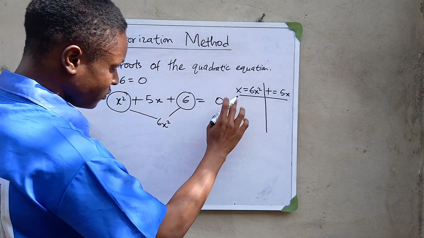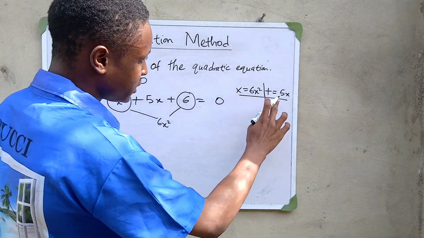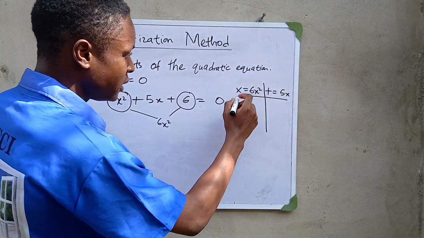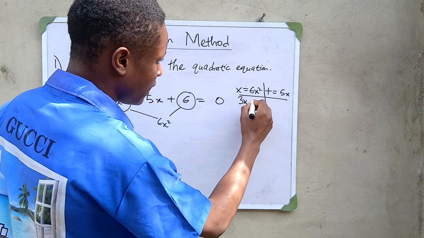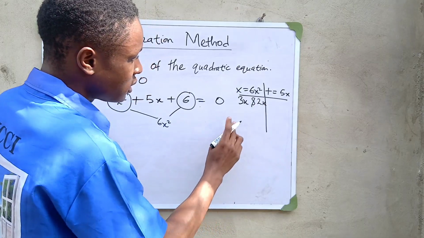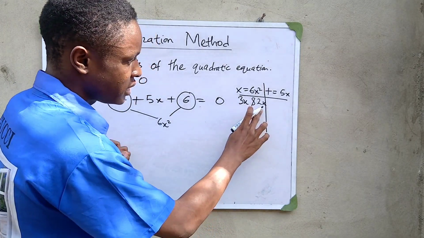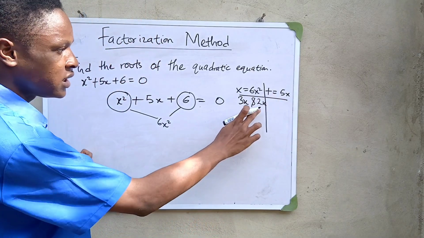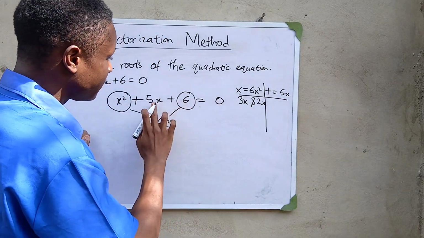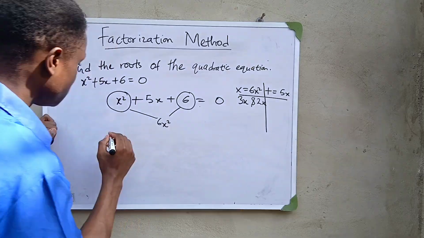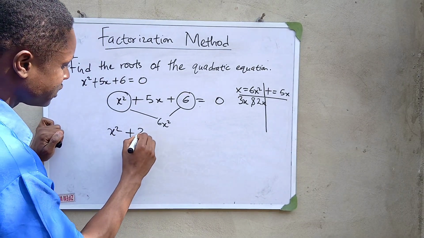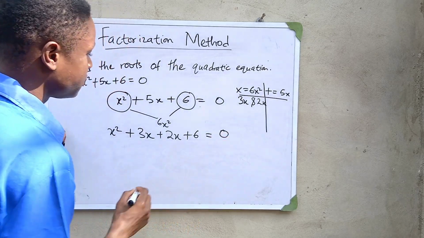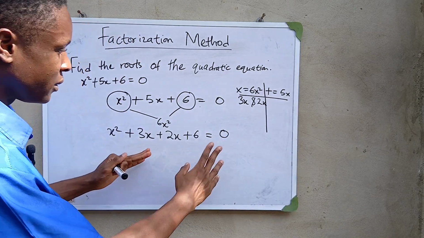So those two numbers that multiply each other to give 6x squared and add each other to give 5x should be 3x and 2x. If 3x and 2x multiply each other, they'll give us 6x squared. And if they add each other, they'll give us 5x. So these are the two numbers. We are going to replace 5x with these two numbers. So we have x squared plus 3x plus 2x plus 6 is equal to 0.